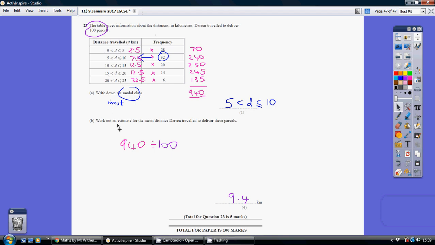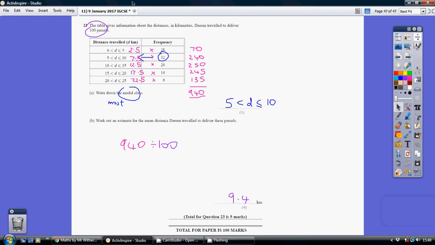So that's why it's an estimate. It's because we're just going to assume these 28 journeys took exactly 2.5 kilometers. These 32 journeys were exactly 7.5 kilometers, and so on. So we get in this midpoint column.